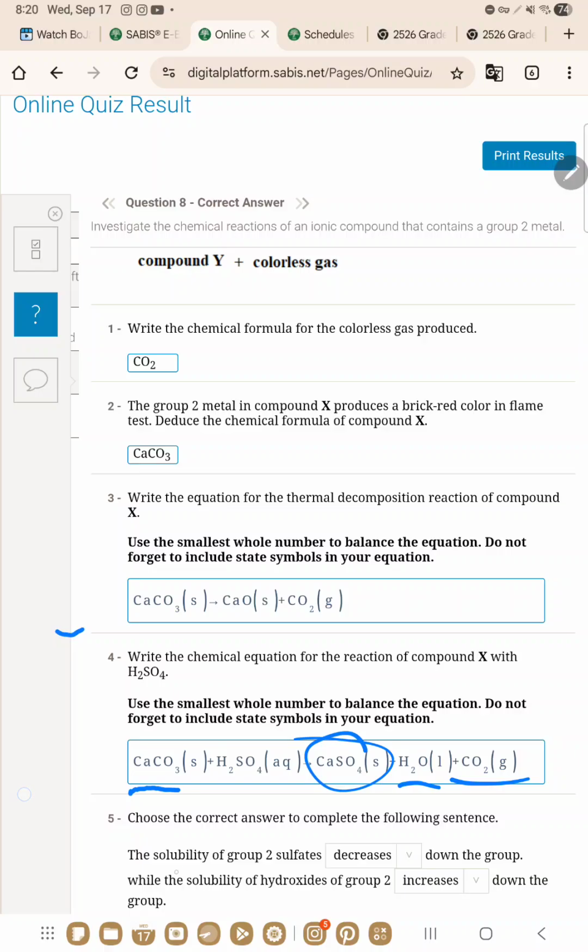So yeah, the solubility of sulfates decreases down the group. So strontium is soluble, but when you go down it's not soluble anymore. Hydroxide solubility increases down the group. So strontium wouldn't be that soluble with hydroxides, but calcium would be more. No, I was right the first time. Strontium is not that soluble with hydroxides, but calcium would be more.